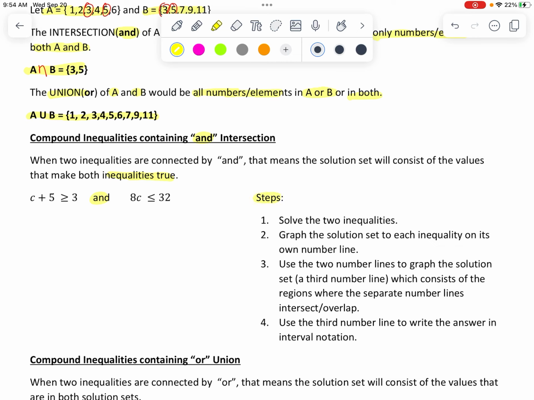And now here to the right, I have some steps, and these are the steps that we are going to follow to find the solution and write it in interval notation. So the first step says to solve the two inequalities. So I'm going to go ahead and solve the first one.